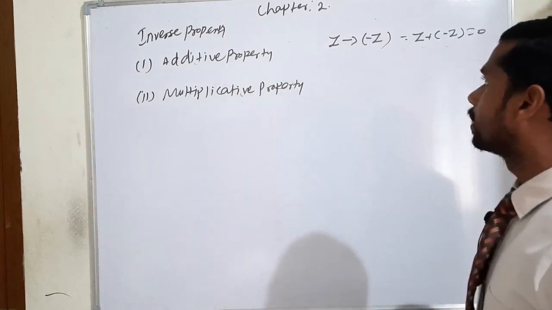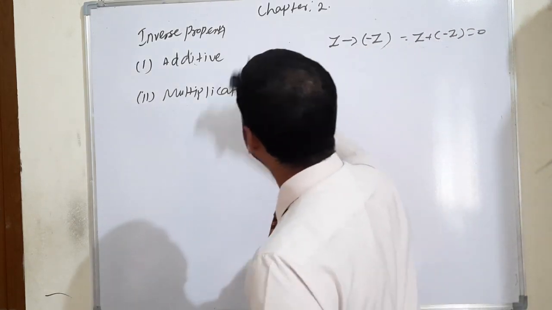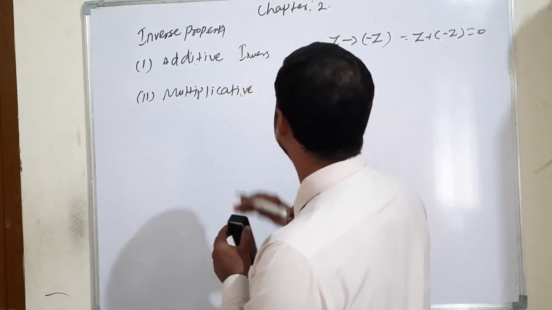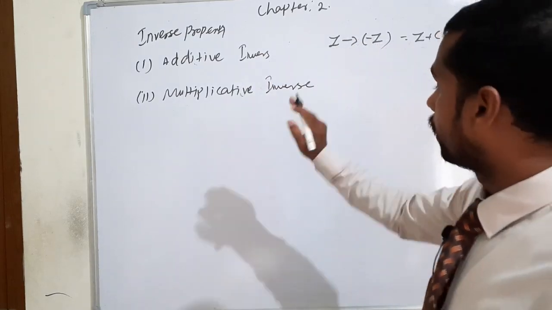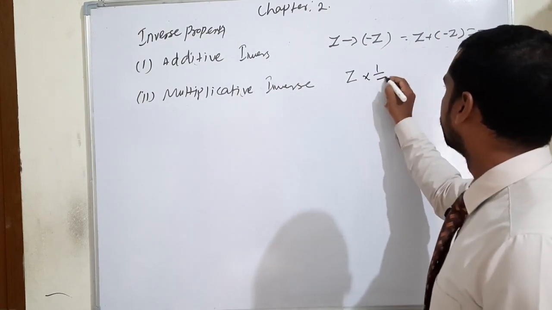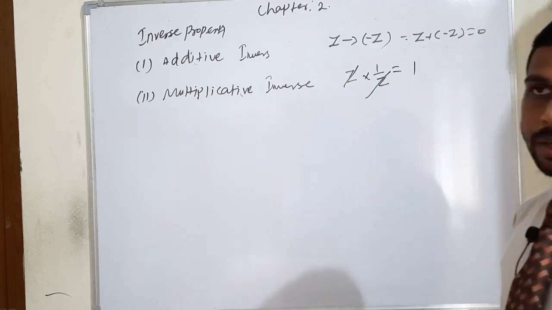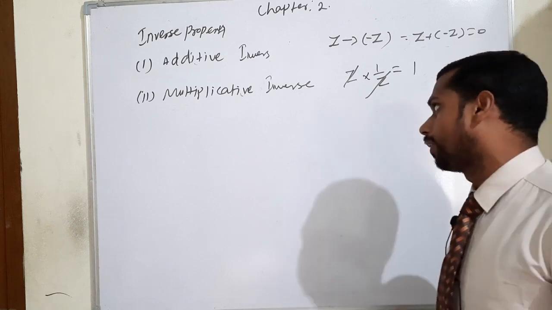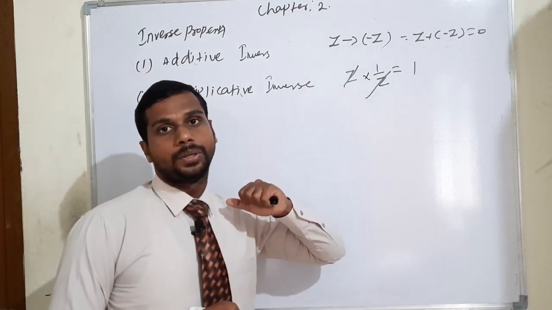Then multiplicative means the multiplicative inverse. Under addition it is the additive inverse, as well as under multiplication it is called the multiplicative inverse. When you multiply the complex number Z by its inverse, 1 by Z, the Z cancels and we get the result 1. So when you apply the reciprocal to the complex number you get 1; that is the multiplicative inverse. I hope you understand the difference between additive and multiplicative inverse.